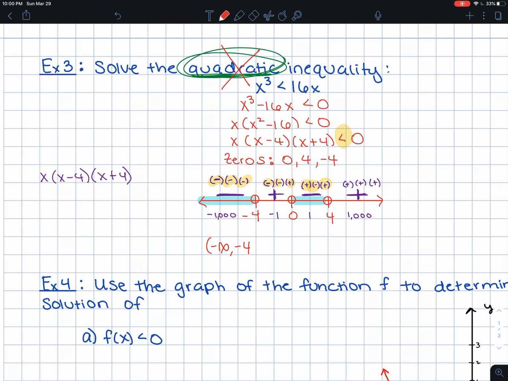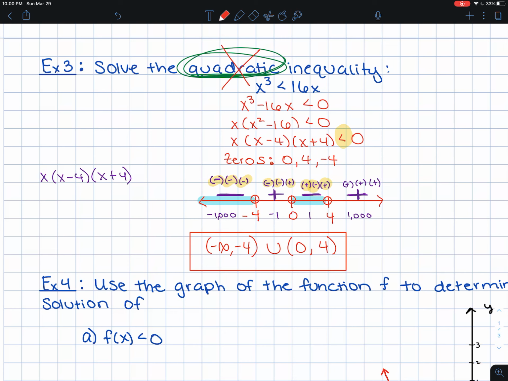Now, remember that negative 4 is not included. That's why we have an open circle and we use parentheses. Union parentheses 0 to 4. And that is our final answer.